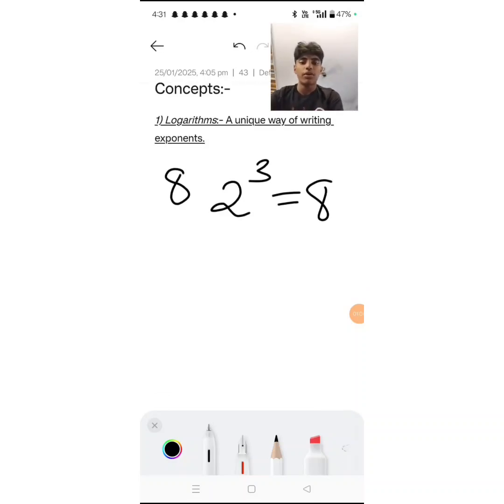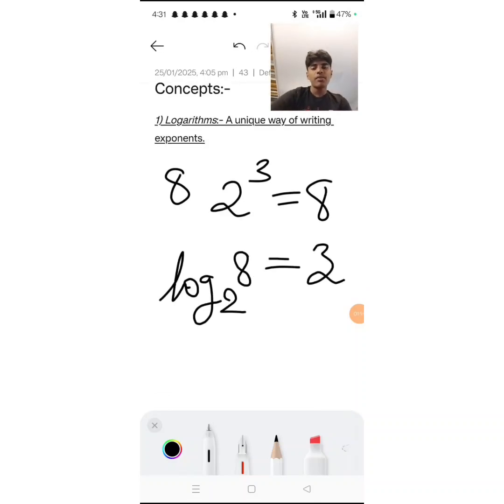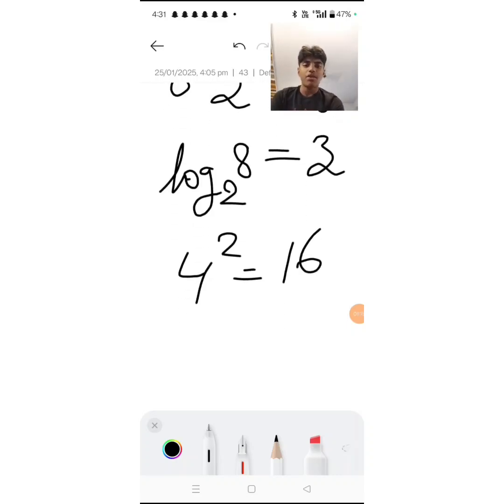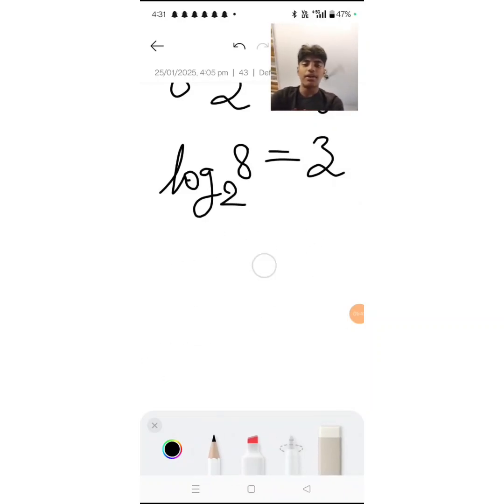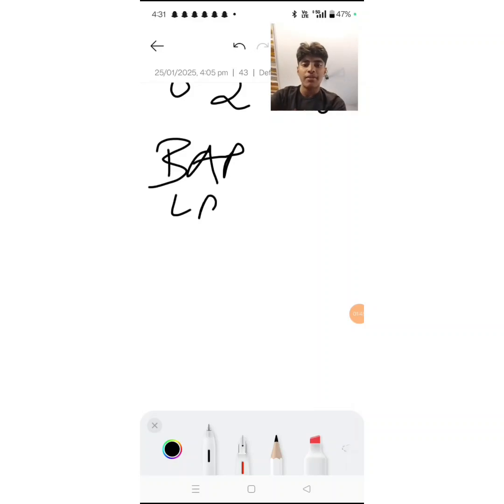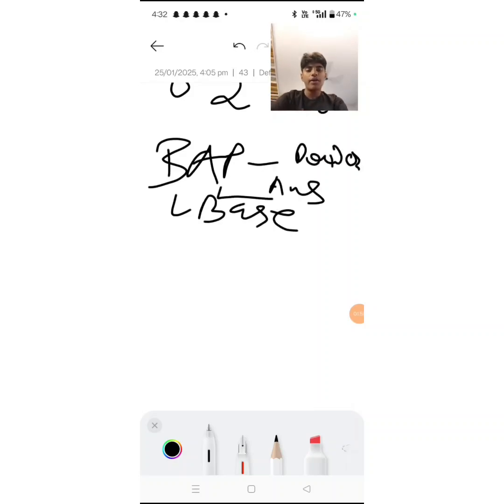If you have to express this as a log, you have to say log 2 8 is equal to 3. This is the logarithmic way of writing this. If you were to write 4 to the power of 2 equals 16 as a log, it's nothing but log 4 16 equals 2. So how do you read this? It's log 16 to the base 4 is equal to 2. Now the way I remember this is using a little trick, BAP. BAP stands for base, A stands for answer, and P stands for power. So we're going to apply this BAP rule in this entire chapter, and it'll make your solving very easy.